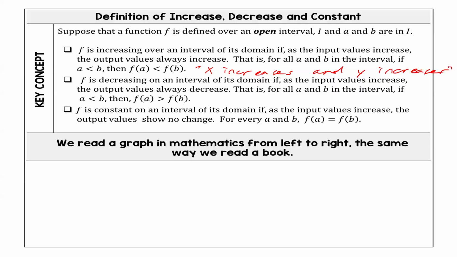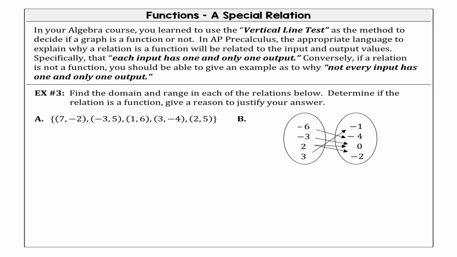Okay. And then decreasing. So as your x's are increasing, your y's are getting smaller. They're decreasing is what that means. It's constant if, as your x's are increasing, your y's are staying the same, correct? So we have our increase, our decrease, and our constant. Got it? This is your baseline algebra 1.